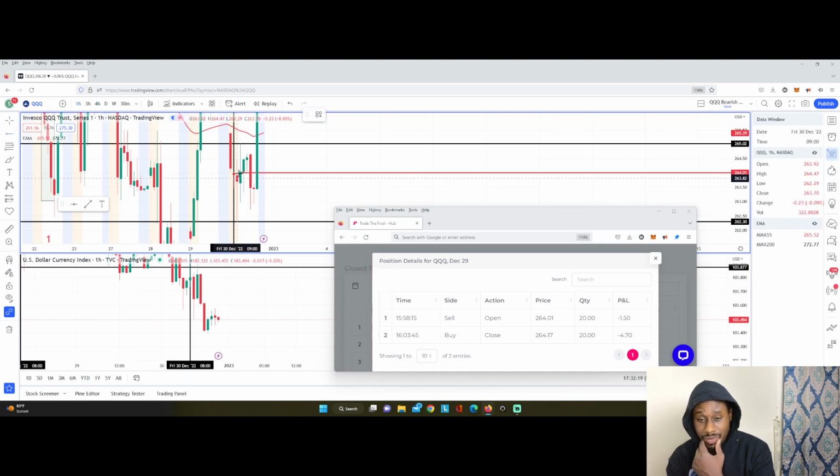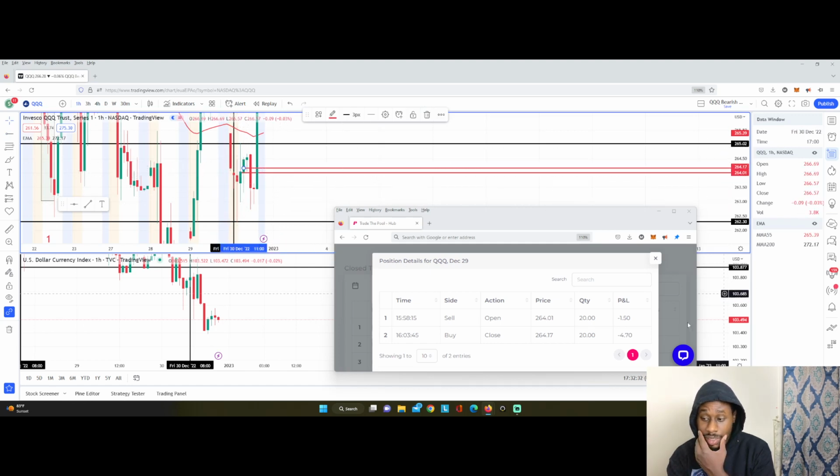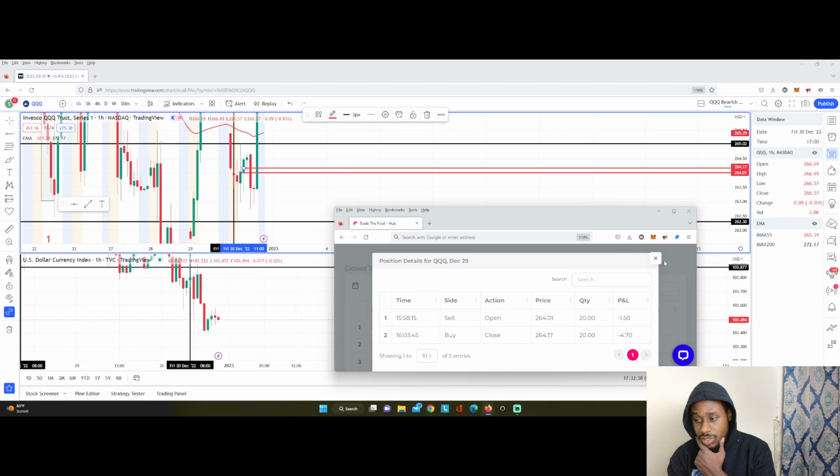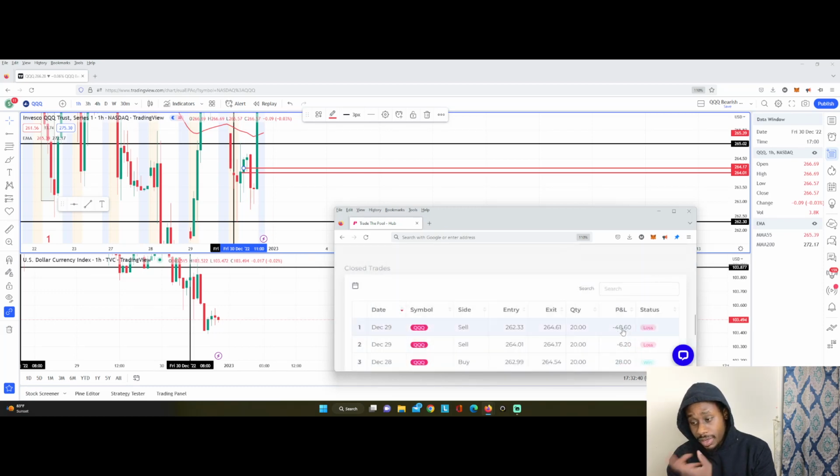As you can see, I have three green candles here. On the 11 o'clock candle, I got hit out at 26417. So as soon as the market started to go against me, that's where I got hit out on that trade for a loss of $4.70 and 1.5 for the transaction for the trade. And this one was a 48.60 loss overall.